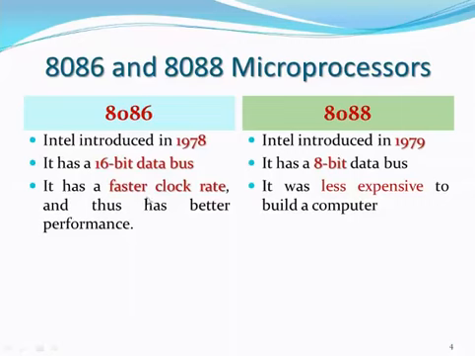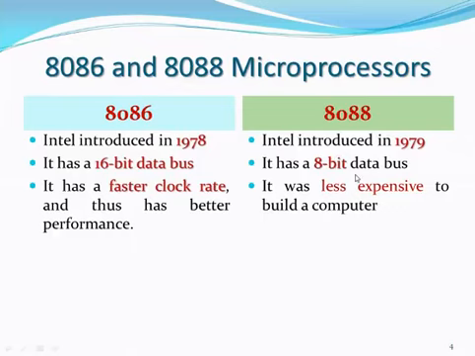But look at, definitely it should be faster because you have the wider data bus and thus has better performance. Yes, we understand that we have the wider data bus and that's why we have better performance. Great. Then after that, if you look at the other side, 8088, it has an 8-bit data bus. That means the performance should be a little bit slower.